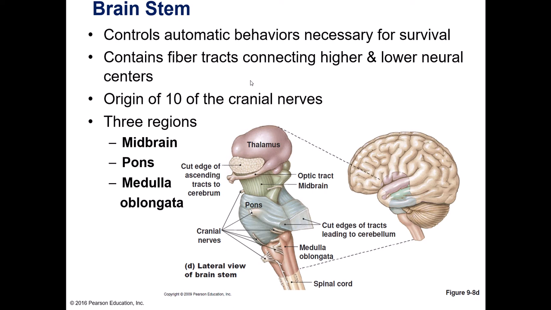And because this is a really primitive part of our brain, all of the stuff that we think of in terms of vital signs, you know, is your heart beating, are you breathing, all of those automatic behaviors are really regulated here in the brainstem. It is also the origination point for 10 of our 12 cranial nerves. So it's a really important part of the brain in that sense as well.